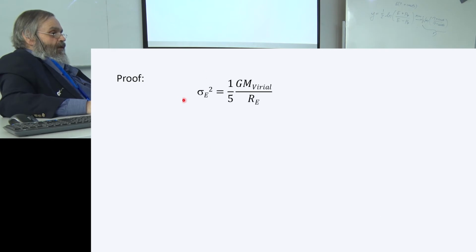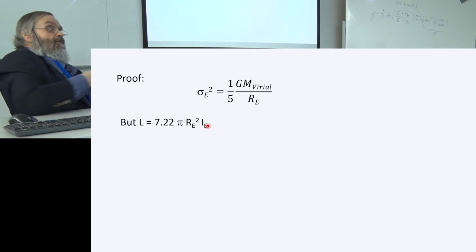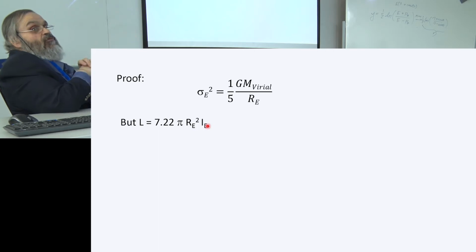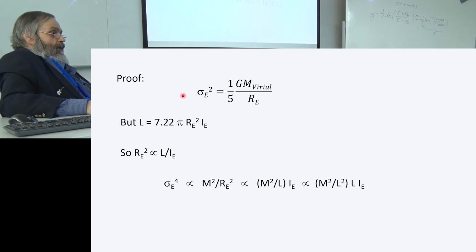And then we'll derive the Faber-Jackson relation, L proportional to sigma to the 4th, where this is the central value. So we start with sigma at the effective radius, the half-light radius, is 1/5 G M virial on Re. We know that if you integrate over the entire disk, you get the luminosity in terms of the values at the half-light radius, which is what we can measure. So Re squared is proportional to L over IE, and sigma e to the 4th will be M squared over Re squared.